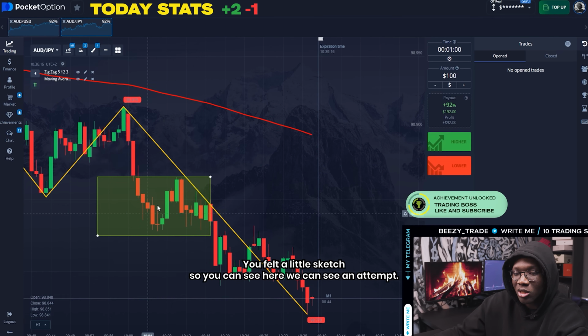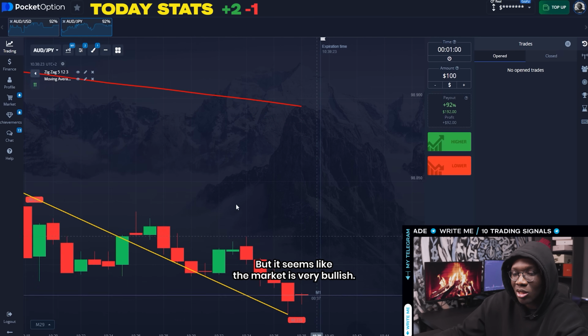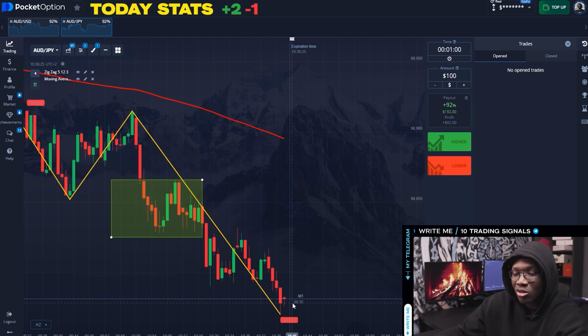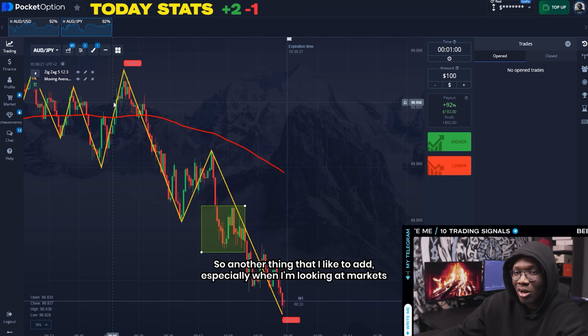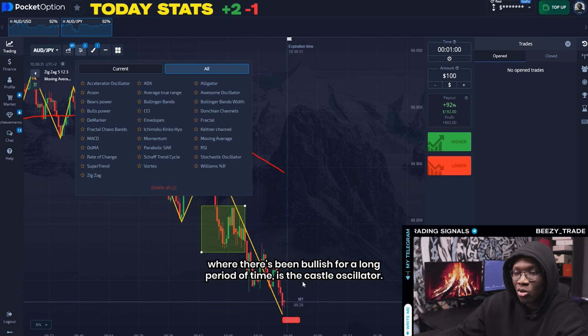So you can see here, we can see an attempt. We can see another attempt. We can see an attempt here as well. But it seems like the market is very bullish, as you can see how red this candle is. So another thing that I like to add, especially when I'm looking at markets that have been bullish for a long period of time, is the stochastic oscillator.